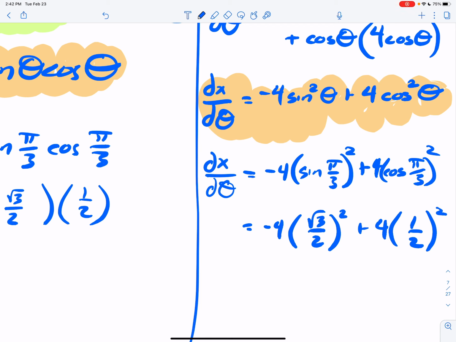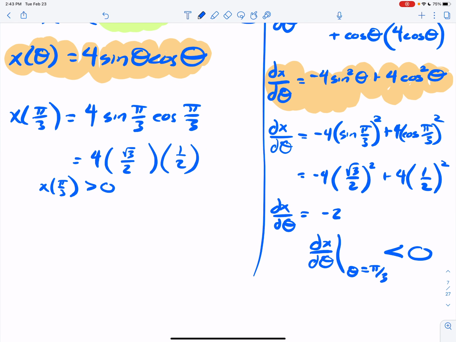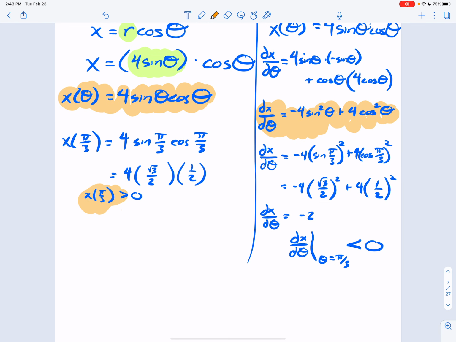I'm going to go ahead and type this myself. Let's see, so we have radical 3 divided by 2 quantity squared plus the 4 times 1/2 to the second power. Okay, if you did this right, this should come out to negative 2. Okay, if you didn't get that, please do let me know. So we now know that dx/dθ at pi over 3 is actually coming out less than 0. Okay, here are the second pieces of information that you'll need.